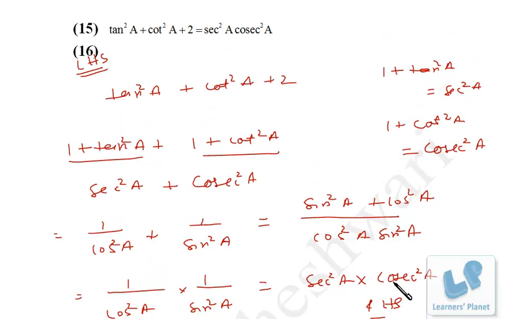Okay, so just simply I put the formula of 1 plus tan square a, that is sec square a, that is an identity we can say, and just solve it. You'll be getting the right hand side very easily. Okay.